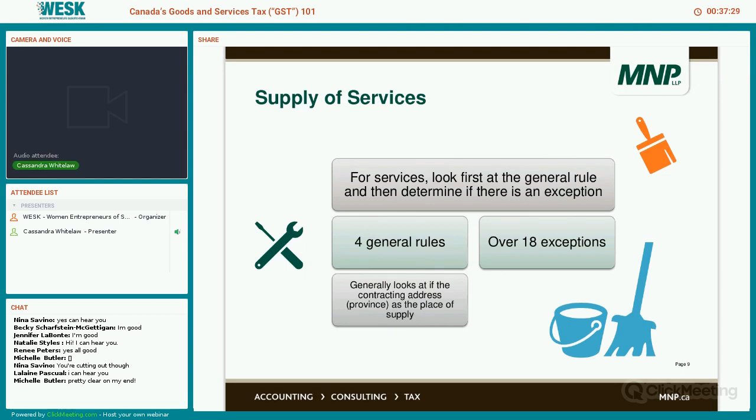So when dealing with the supply of services, it gets quite tricky. There's 4 general rules and then over 18 exceptions. So in the interest of time, we won't get into these. If you are supplying services in multiple provinces or you have customers that you're supplying services to in a different province, I would advise taking a close look at these rules to make sure that you can determine where exactly the service is deemed to be occurring. Generally speaking, it will look at the contracting address, so the province where the recipient is being billed for the place of supply, but as I mentioned, there are a lot of rules around this, so unfortunately it's not quite that simple.